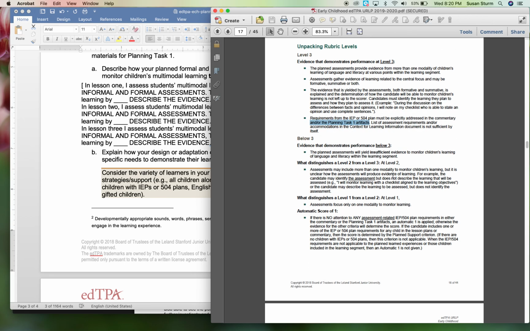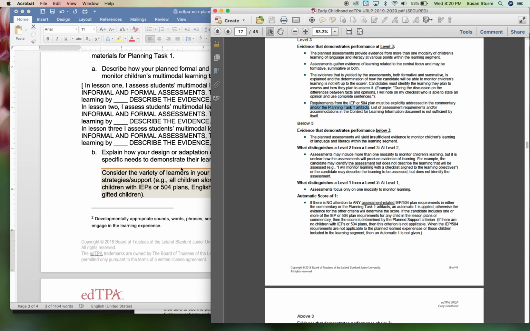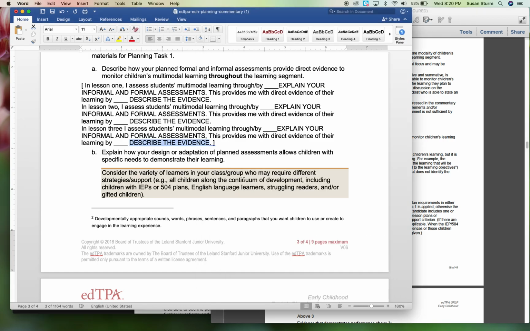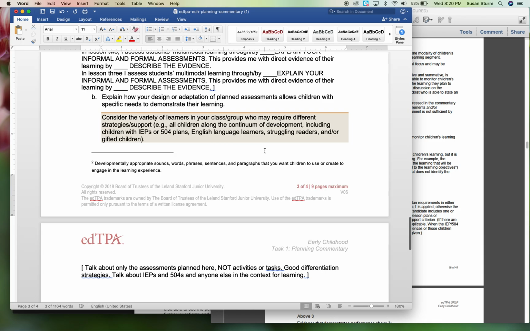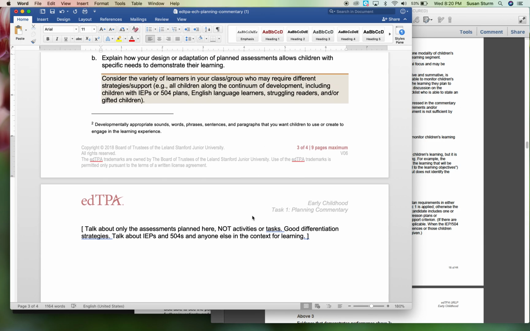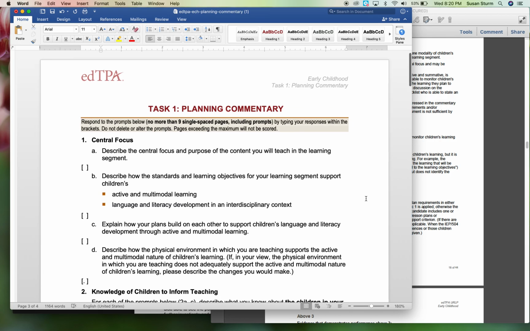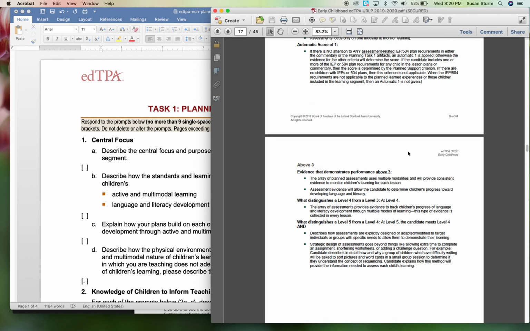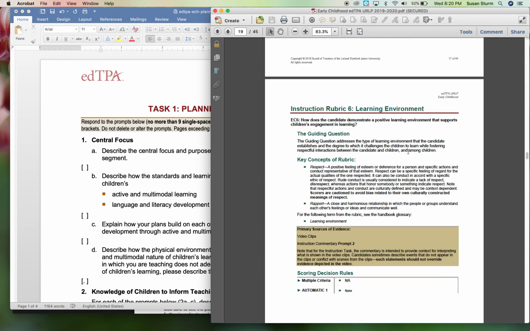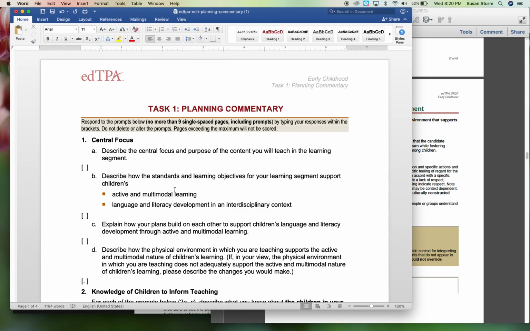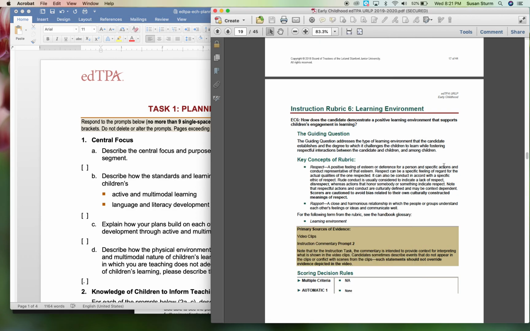Okay, so that is how you can get a 3 on the final set of questions. A lot of information, a lot of details, but you've now gone through the entire task 1 planning commentary with what to write for each one, some examples throughout, and how you can score at least a 3 on the rubric. And I hope this was helpful.